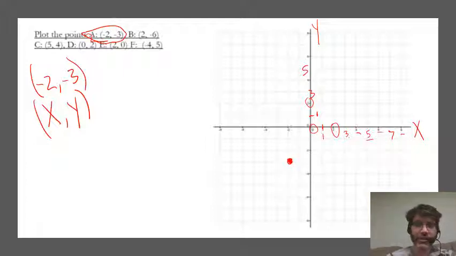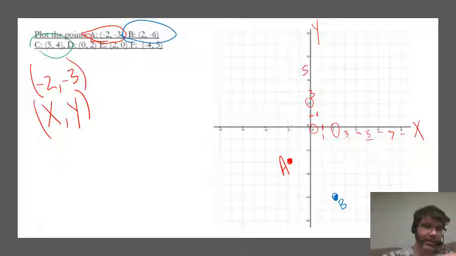I go to the left 2 and then down 3. I'll use blue for B. B is 2 comma -6, so I go to the right 2 and then down 6, and I'm right there. That's where B is. C, I'll use green. I'm going to run out of colors here. C is 5 comma 4, so I go all the way to the right for 5 and then up 4, and that is where C is.